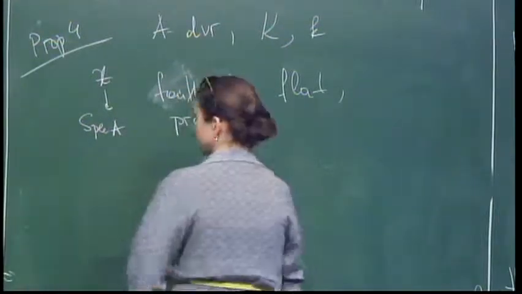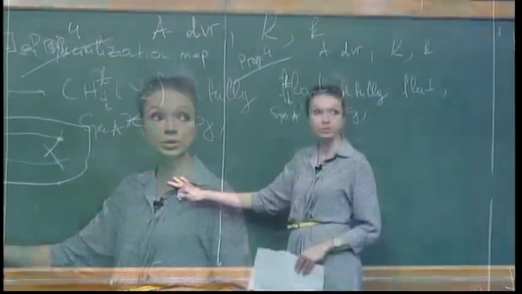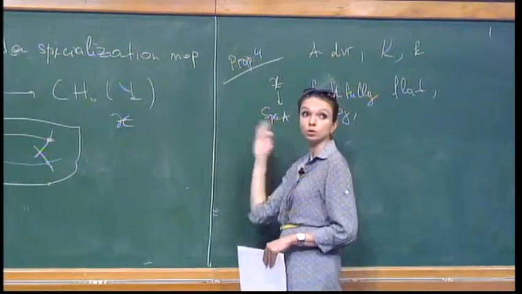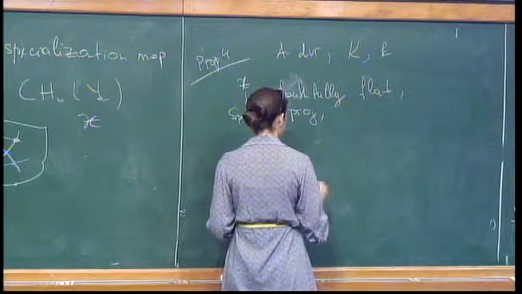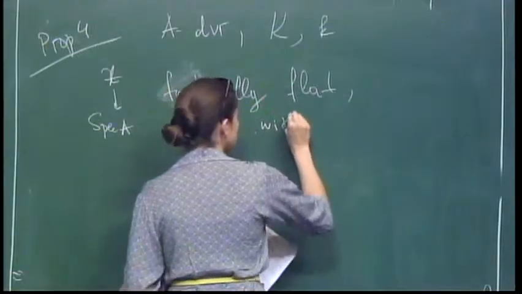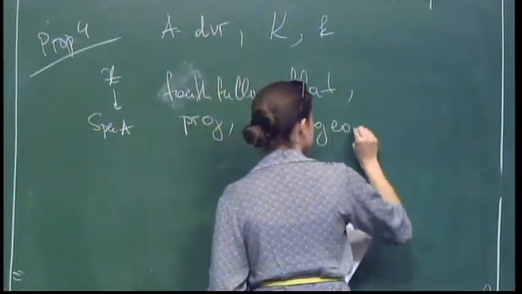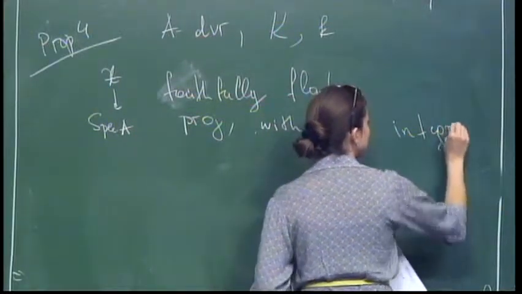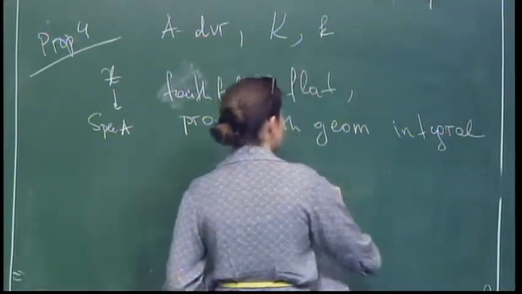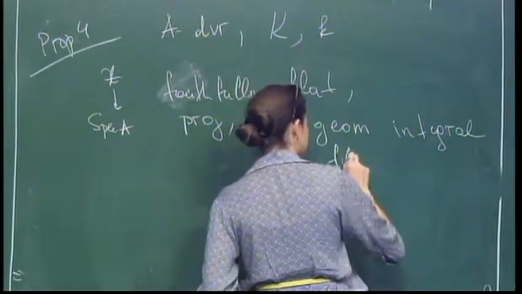And this time, I will assume that the fibers are irreducible, the two, the generic one and the special one. So both fibers are irreducible, with geometrically irreducible fibers. Integral. Okay, I don't want non-reduced either. Geometrically integral fibers.